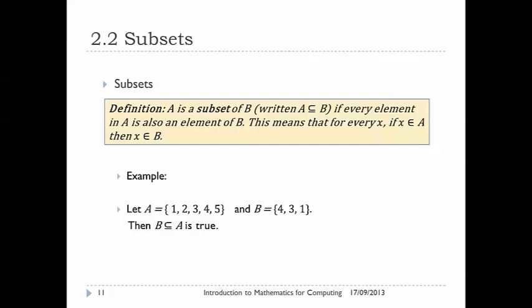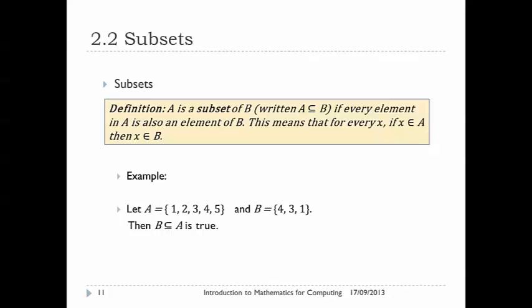Okay, so more formally, we can look at a definition of what a subset is. Given the set A is a subset of the set B, written A subset B, if every element in A is also an element of B. This means that for every X, if X is an element of A, then X is an element of B. So it's important here to note that every element that is in A has to be in B. There can be no exceptions.